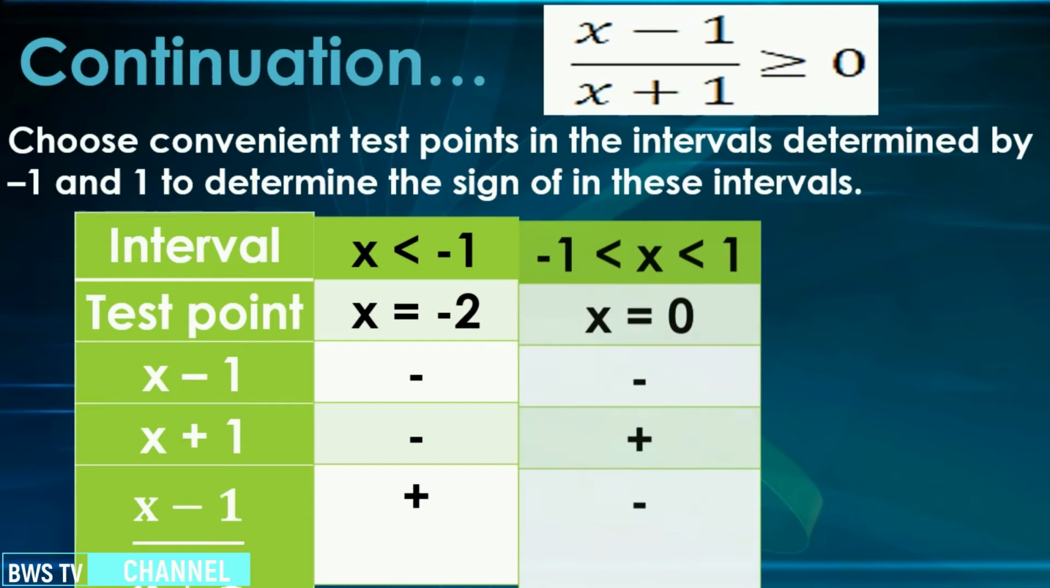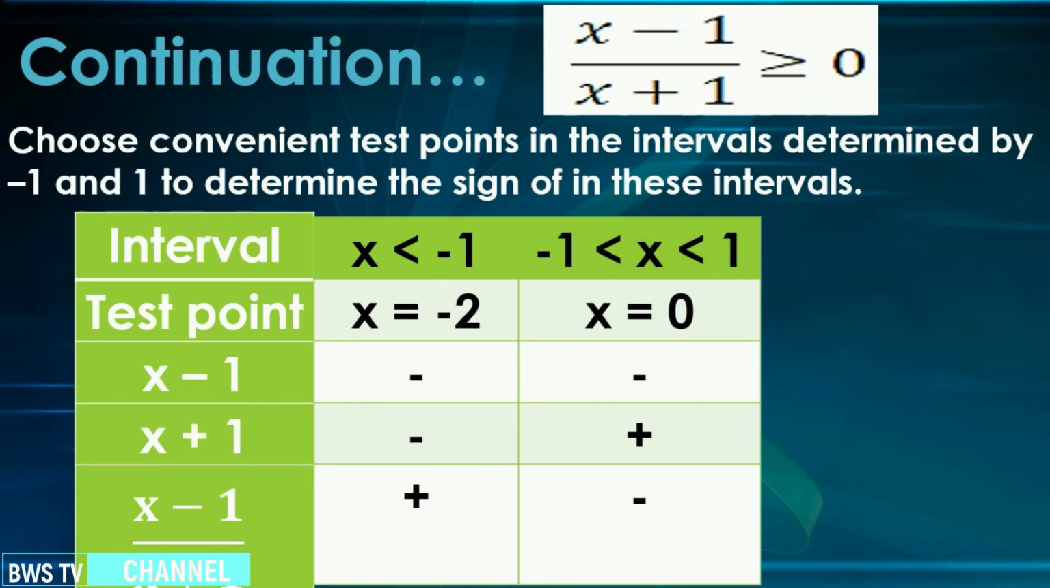Okay, so next, what if in between? In between positive 1 and negative 1. Let's have 0. That's in between. So when you substitute, the answer is negative. When you substitute to the second, the answer is positive. And to the rational expression, the answer is negative.